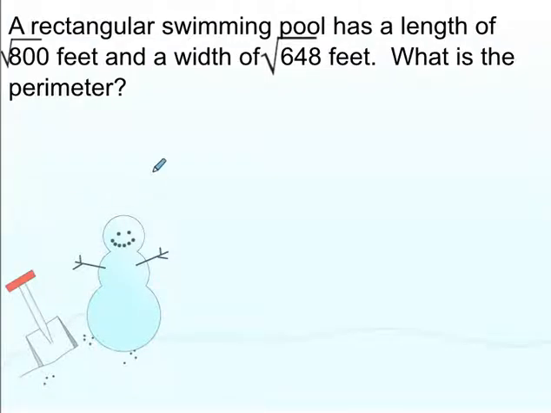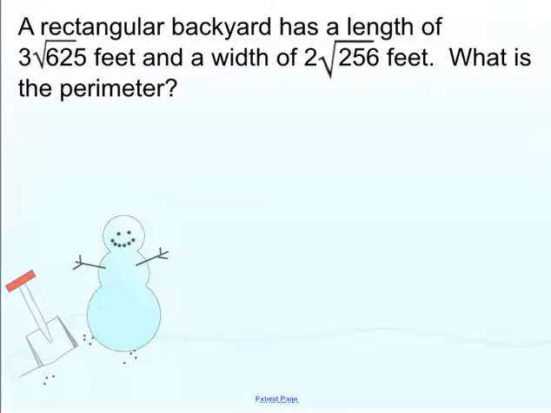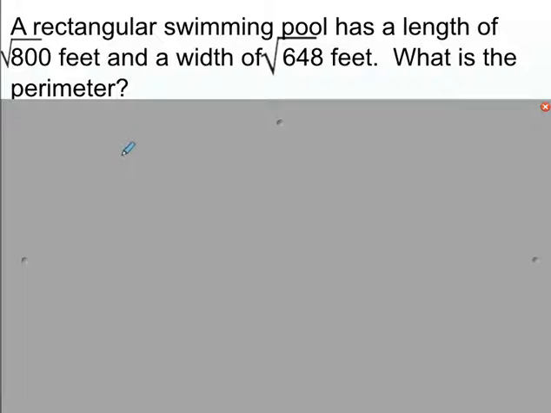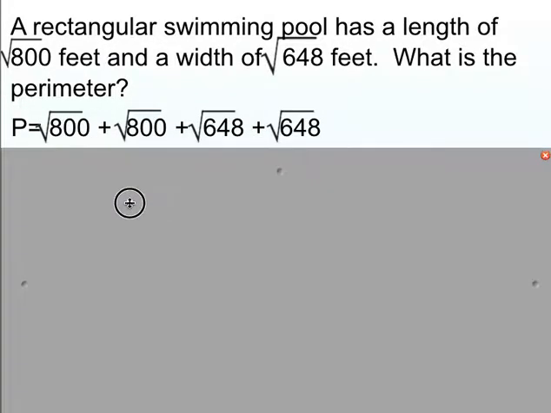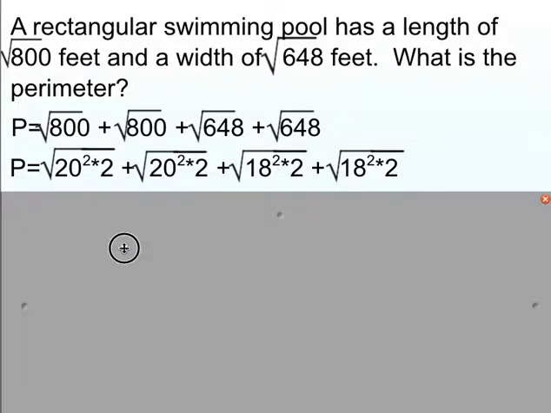Okay, but maybe we have to just simplify them. So a rectangular swimming pool has a length of square root of 800 feet and square root of 648. Simplify those to their simplest radical form and see if you can combine those like terms. All right, and similarly, you can try this one as well. All right, when you see these square roots as part of some word problems, they're just wanting you to combine like terms. And here's the answer for this one here.